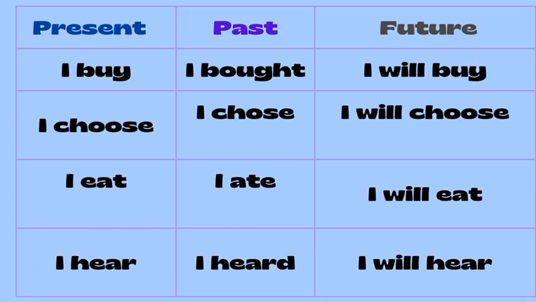We use I buy for the present tense, I bought for the past tense and I will buy for the future tense. I choose is used for the present tense, I chose is used for the past tense and I will choose is used for the future tense. I eat is used for the present tense, I ate for the past and I will eat for the future tense. Similarly, I hear for the present, I heard for the past and I will hear for the future tense is used.